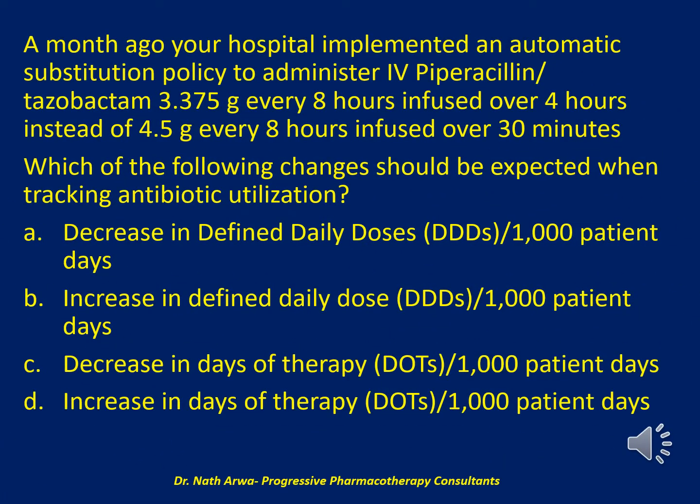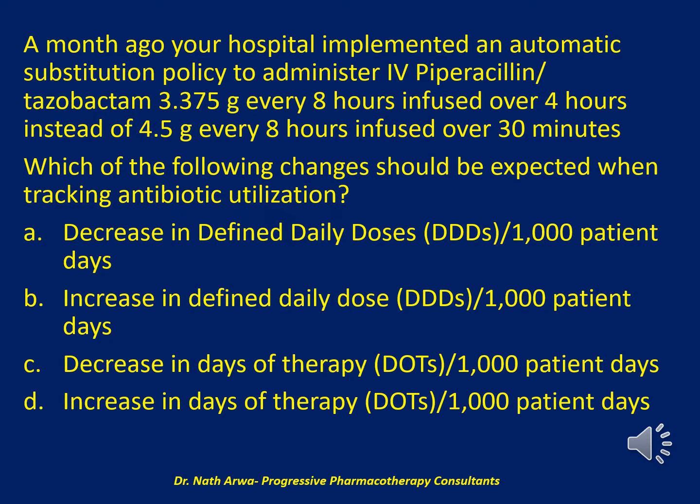And the first question reads, a month ago your hospital implemented an automatic substitution policy to administer IV piperacillin-tazobactam 3.375 grams every 8 hours infused over 4 hours instead of 4.5 grams every 8 hours infused over 30 minutes. So my question to you is, which of the following changes should be expected when tracking antibiotic utilization?